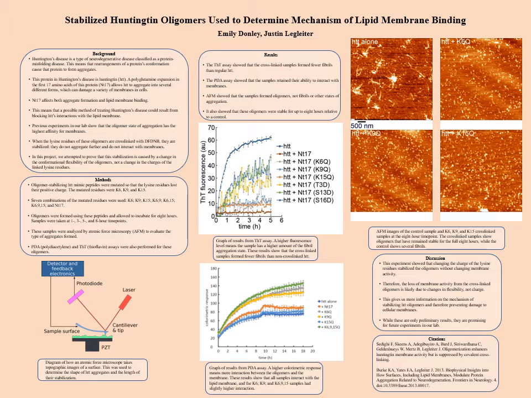This experiment showed that neutralizing the charge of the lysine residue stabilized the aggregates into oligomer form without removing membrane activity. Therefore, we can conclude that the loss of membrane activity in the cross-linked oligomers was due to changes in their flexibility, not charge. While these are only preliminary results, we now have more information on the mechanism of oligomer stabilization and can perform further experiments on preventing membrane damage.